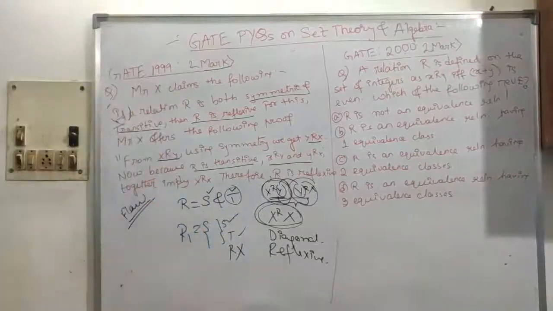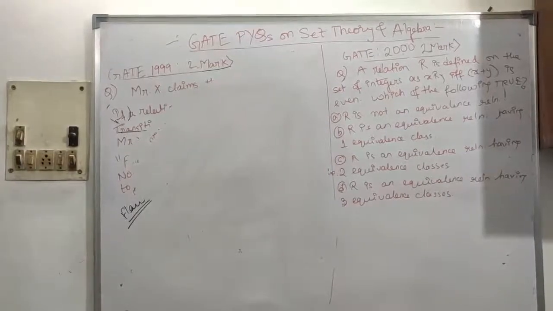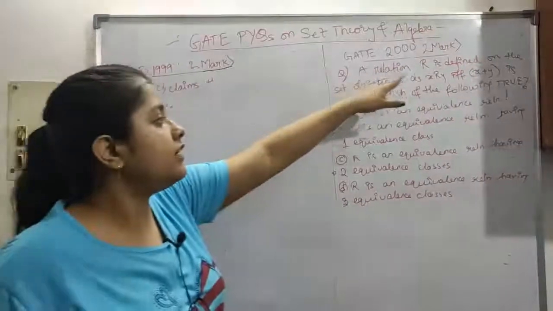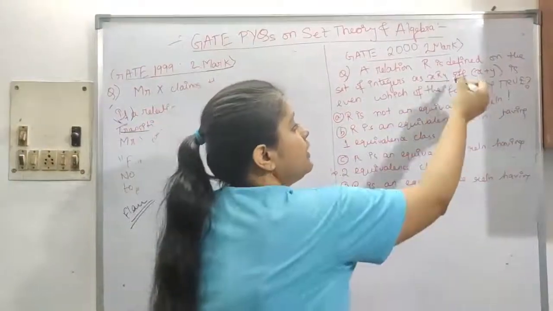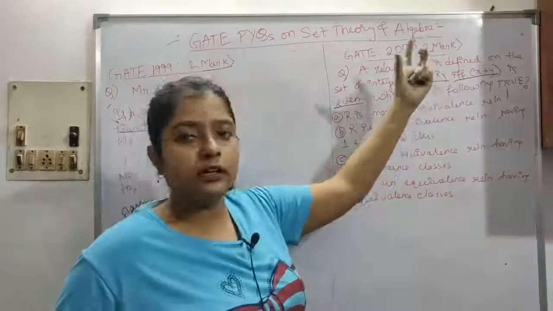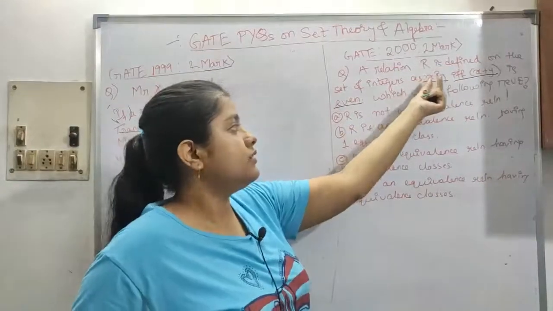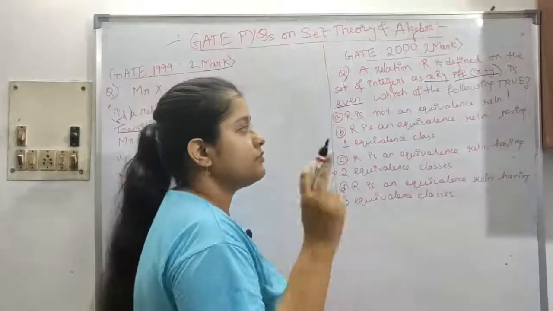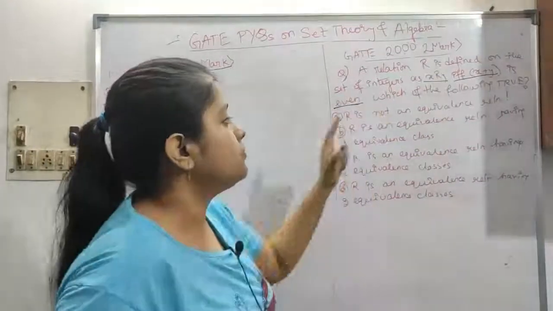Now let's see the next question. A relation R is defined on the set of integers: x is related to y if and only if x plus y is even. So in both ways, for x and y, the addition has to be even. This is our given condition. Which of the following is true?